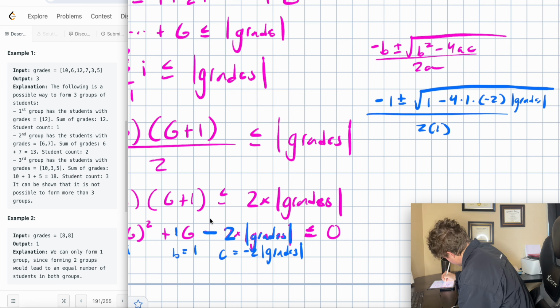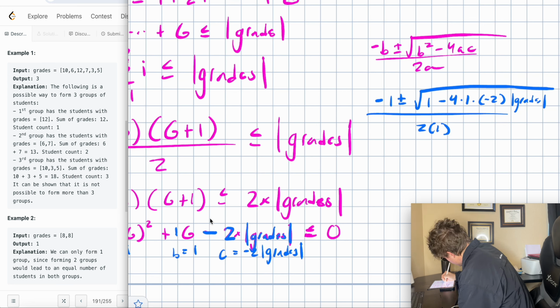But the idea here is, logically to me, this one doesn't make sense because grades is positive, so then this would be positive. It'd be 1 plus that, so it'd be greater than 1. So then you'd have a negative value. You can't have negative numbers of groups, right? So the only one that makes sense is this one here.